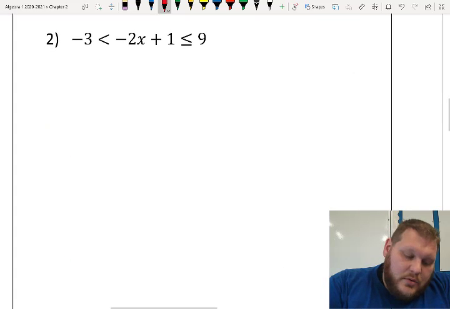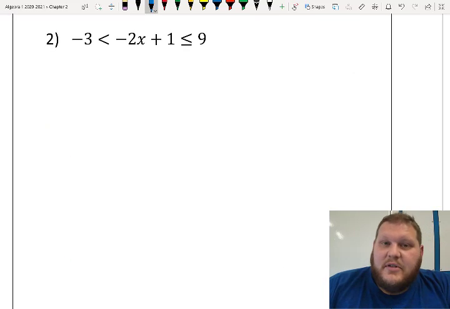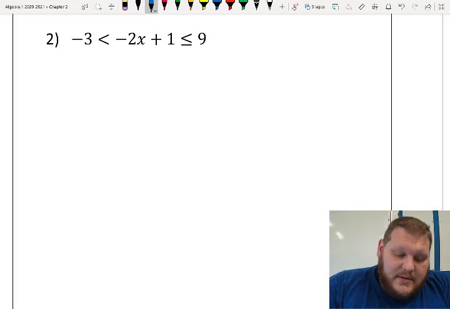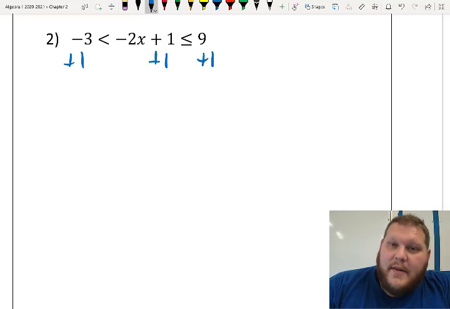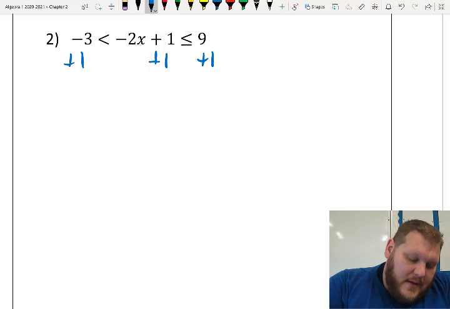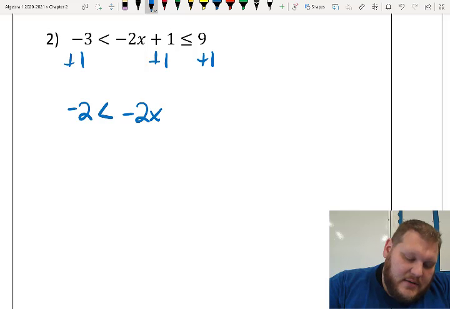For number 2, a little more complicated, but I'm still doing the same process. I'm still solving for x. So I'm going to add 1 in the middle, which means I have to also add 1 in the left and the right. Oh, sorry. I don't know why I didn't subtract. I should be subtracting.